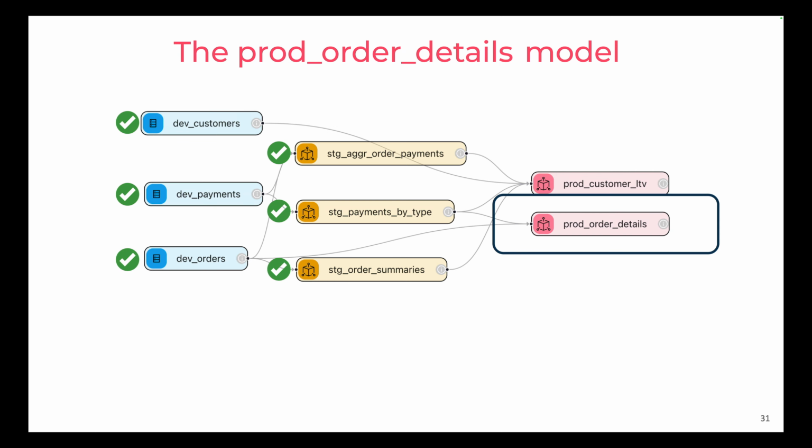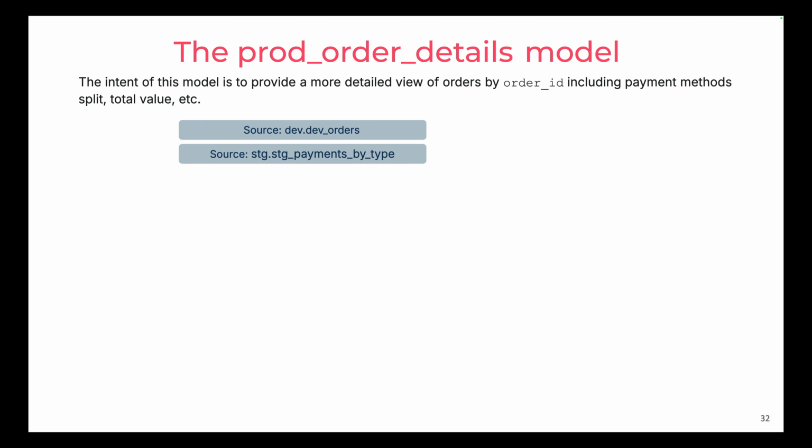Let's now look at how to create our first production model, which is prod order details. Now the prod order details model's intent is to provide a more detailed view of the orders by order ID, the payment method used, and the split of each, the total value, etc. The sources we'll use here are the dev orders and the staging payments by type models. We'll join them to create the prod underscore order underscore details model.